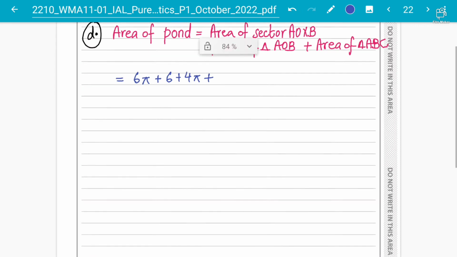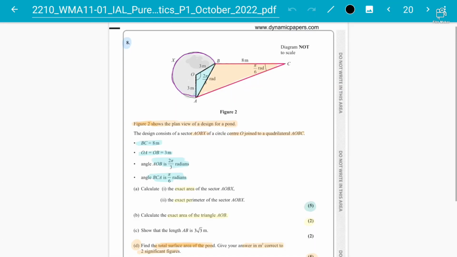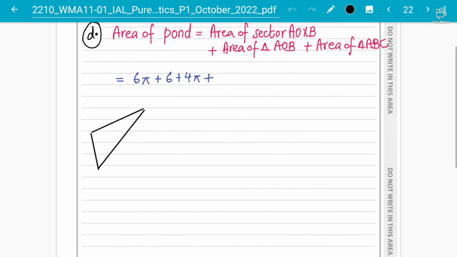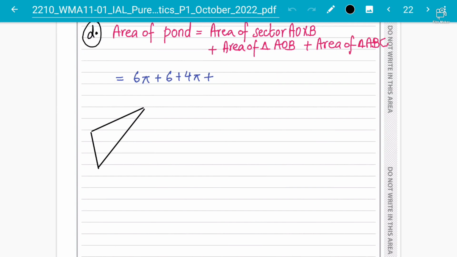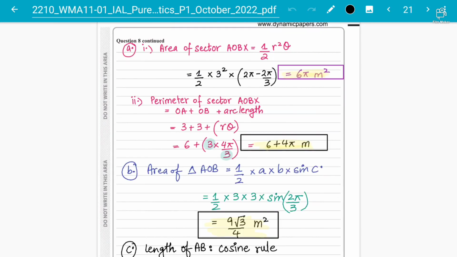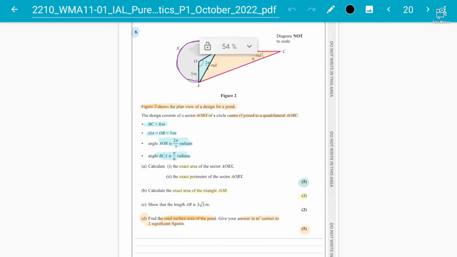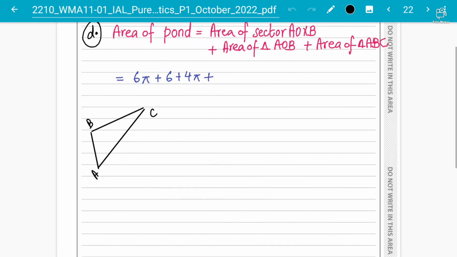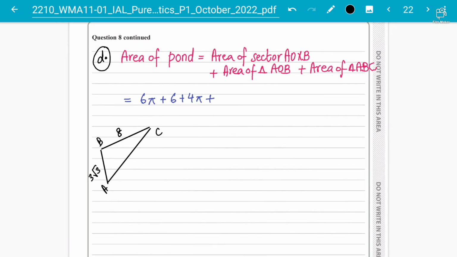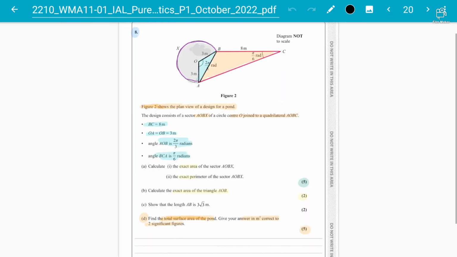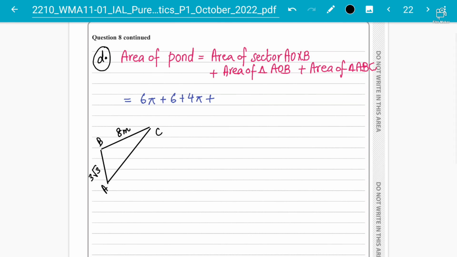So let's get started. And for that, I'm going to draw the diagram here for everyone's understanding, so that we don't have to go back again and again, okay? So here we go, students, it's going to be A, B, and C. So we have got the length of AB, that is 3 square root 3, okay? And this is basically 8 meters, sir, okay? That one is 3 square root 3 and 8 meters.